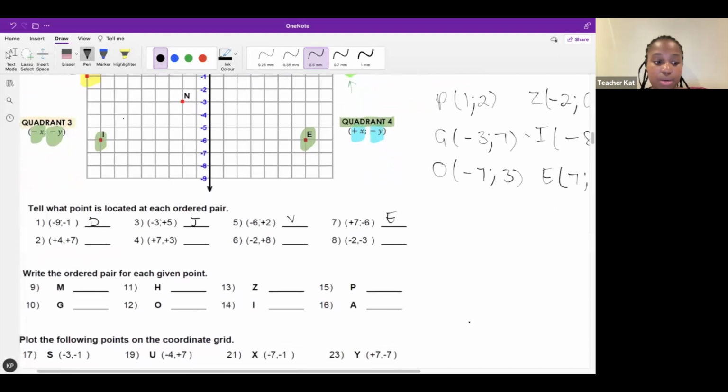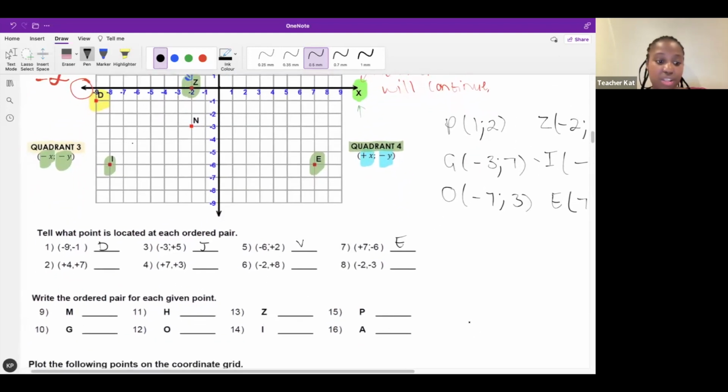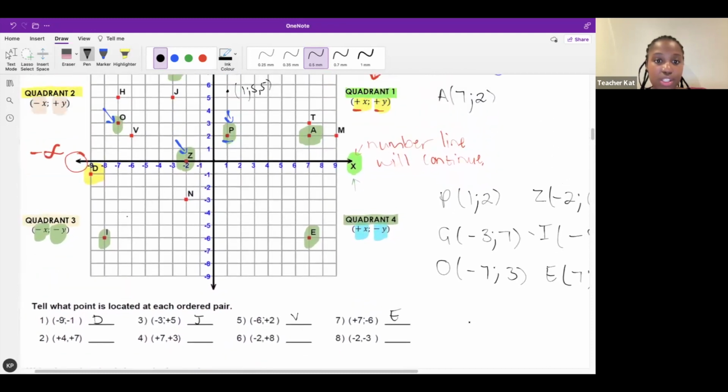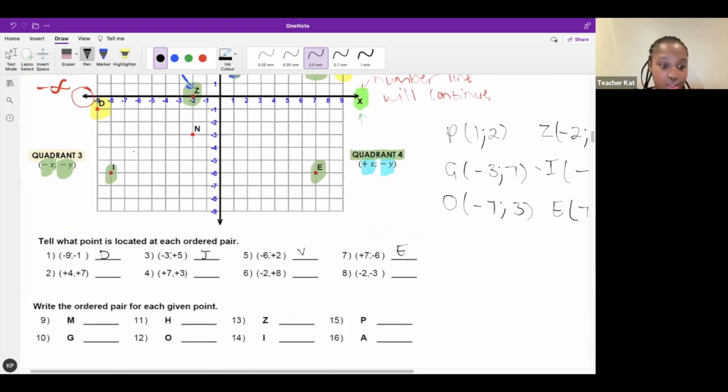Now for this one, we already wrote the ordered pair for some of these, okay? Let's just write the coordinates of M for me. Where's M? I can't even see it. Oh, there it is. M is right at the corner over here. What are my coordinates for M? 9 and +2. That is correct. 9, 2.